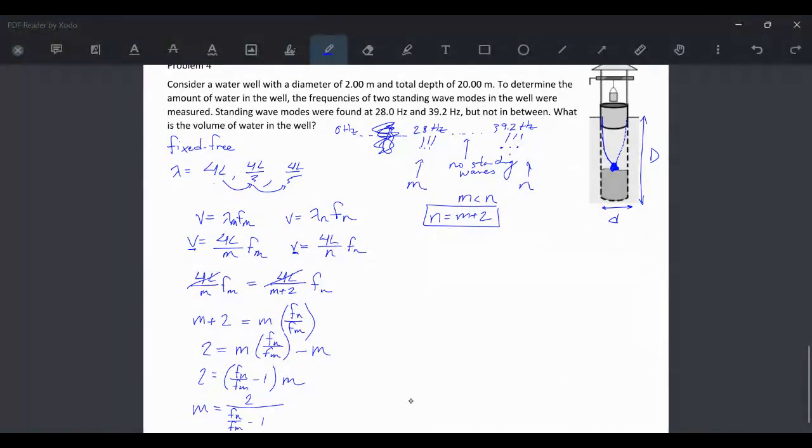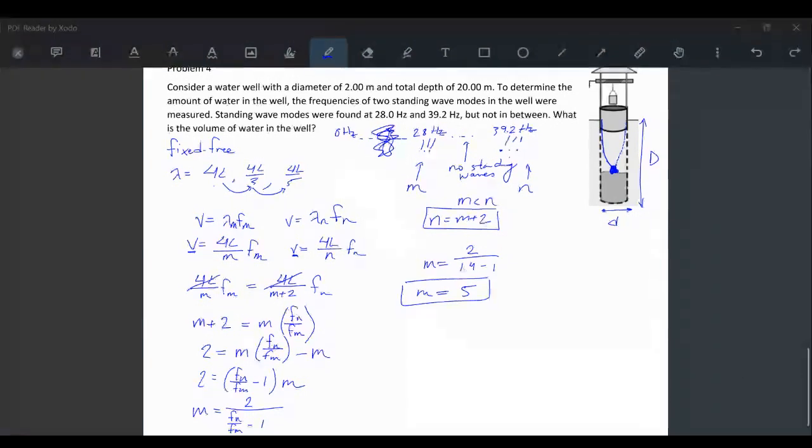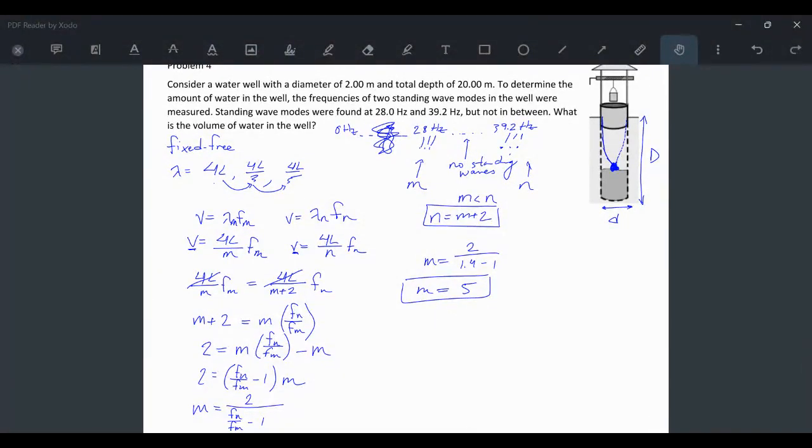(Fn over Fm minus 1). So this all looks kind of wacky, like what's going on here. Let's actually solve this. I think the math is pretty simple. If we fill in the ratio of these two frequencies, you take 39.2 and divide it by 28, what you're left with is 1.4 minus 1. It becomes 0.4, and you take 2 and divide it by 0.4, you get 5. That's going to give us our first clue as to what these orders are. So we're starting to understand the problem, and we can start putting this together.